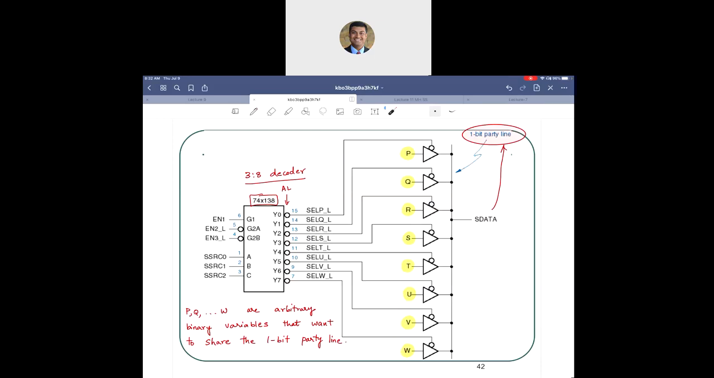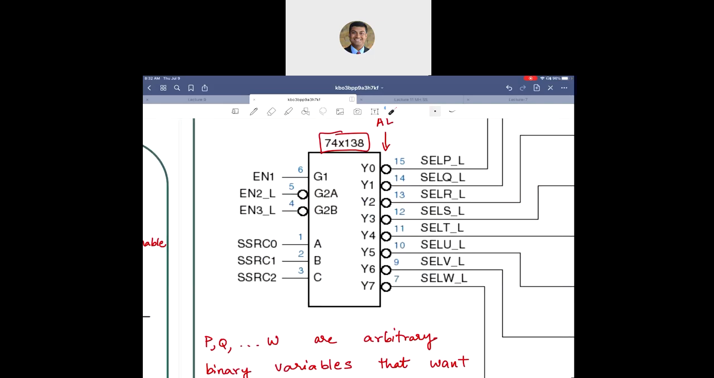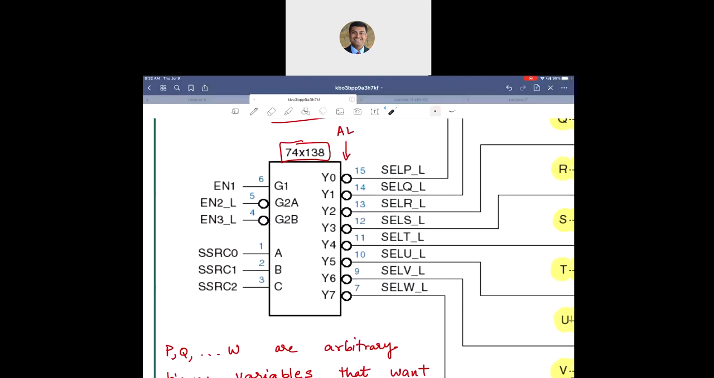Now let us see how this works. I'll begin all the way on the left. I want this to be enabled. So how do I enable this? I will mark my connections with red, for example. I want G1 to be enabled, so I will connect that to +5 volts, or logic 1. And then I will connect the next two to logic 0, because it's an active low enable. So 100 for the enables respectively. Done. This is enabled now. So all these guys are good to go.